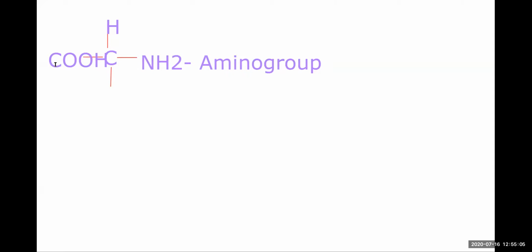Third, this one is third. Third is referred to as COOH, and this is referred to as the carboxylic group. So first is hydrogen, second is the amino group, NH2, and third is COOH, the carboxylic group. Now we know that proteins are made up of how many amino acids?